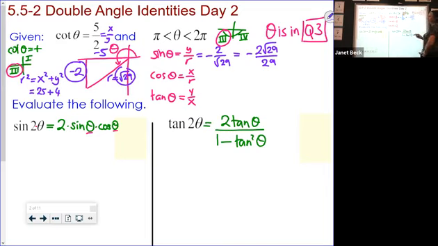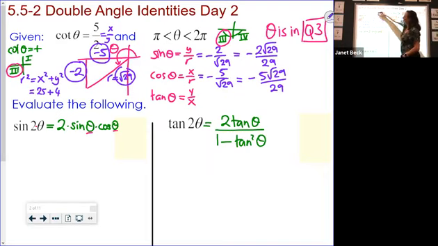When I want the cosine of theta, that's your x divided by your r, so it's going to be negative 5 over the square root of 29. That would rationalize to be negative 5 root 29 over 29. And when I want the tangent, it's just the reciprocal of the cotangent. It's going to be 2 over 5. Flip the cotangent upside down, or just do your y divided by your x.